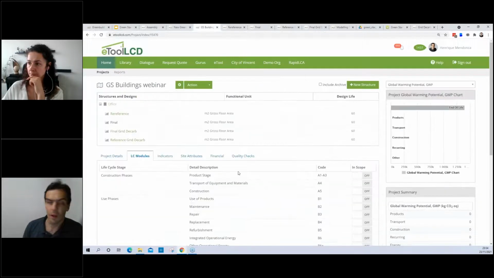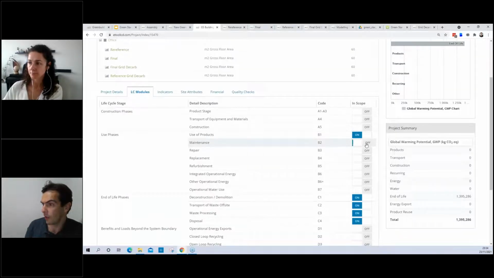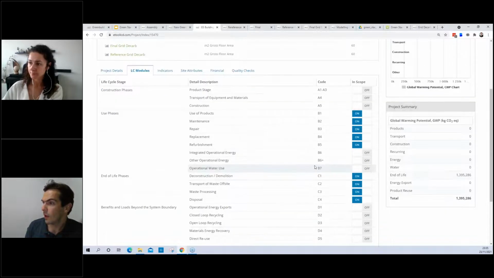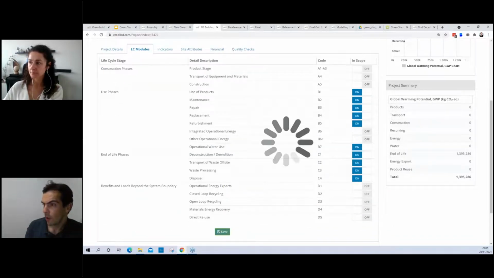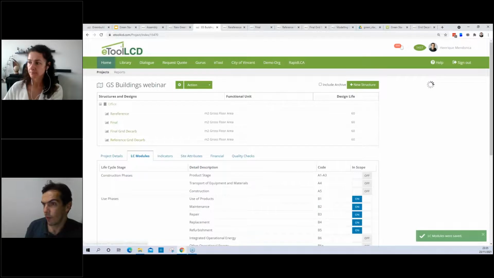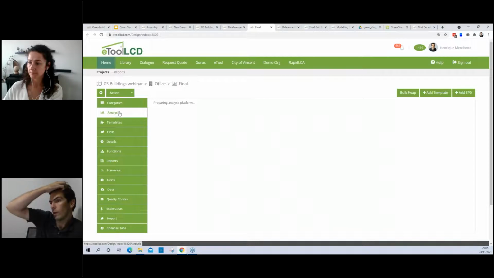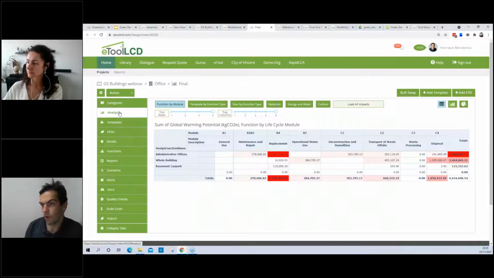So what I want to do, I've already accounted for the upfront emissions. So what I'm going to do now, I'm just going to turn the operational modules on, considering operational energy is net zero. So I'm not going to take that into account. I'm just going to calculate the final emissions here. And then you go into your analysis.